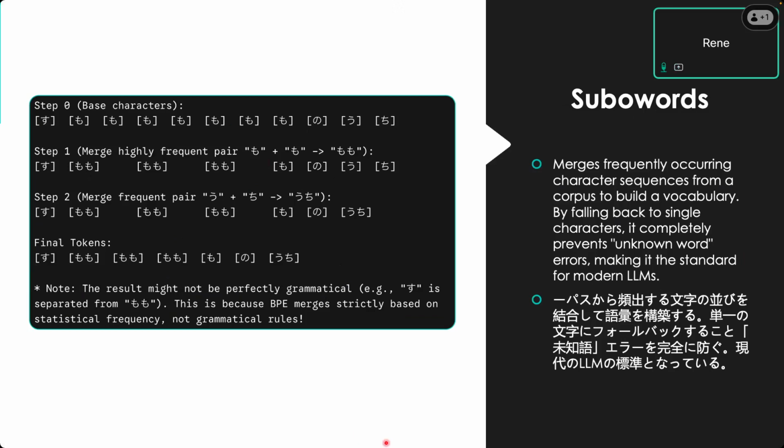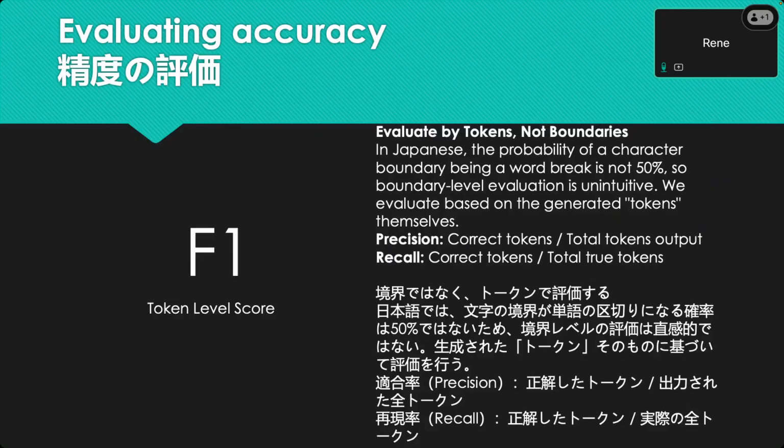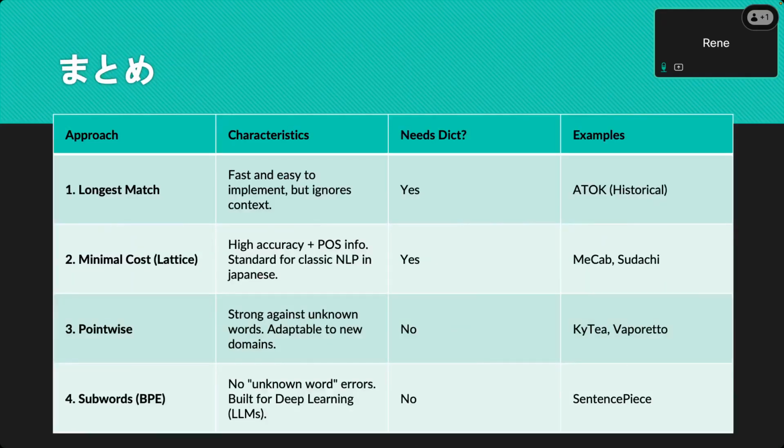Okay, so just to have a little bit of a summary of these tokenizers. We have longest match, which is easy, but ignores context. It is really fast. We have minimal cost, lattice, which is basically the one that we normally use for Japanese, which is high in accuracy, and it's being used by MeCab and Sudachi, which is what we use normally. And we have also the other two options, which are pointwise and subword or sentence piece, which are built for machine learning tokenization.